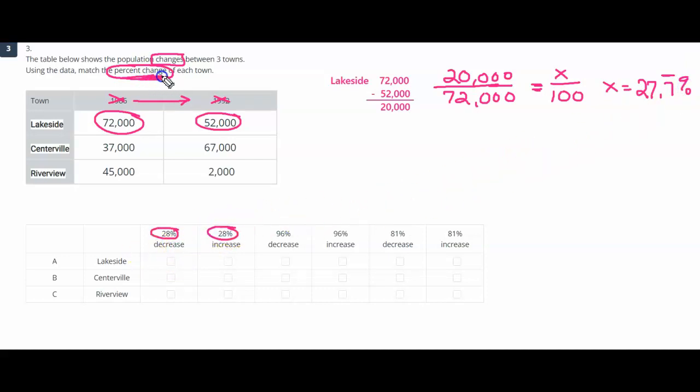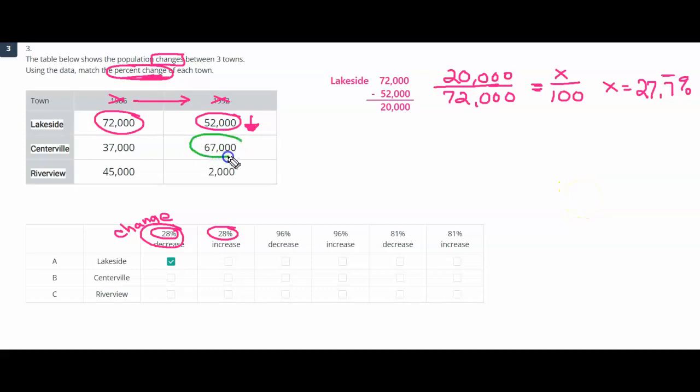That word change. It changed. And we have the old amount and we have the new. Now, did it go up or did it go down? It actually went which way? Down. That's called a decrease. So we can take our cursor, we can go to Lakeside, and we can click on 28%. Not done. We still have to do Centerville and we have to do Riverview.